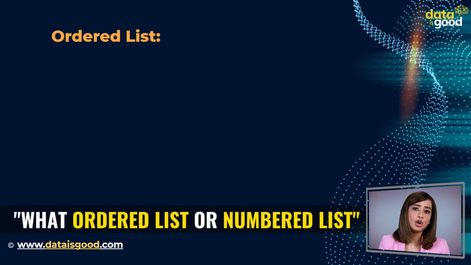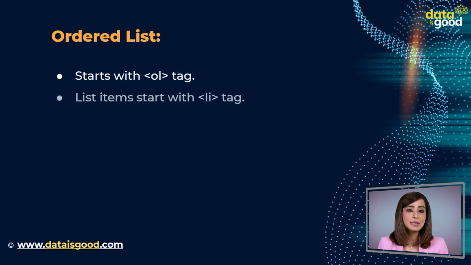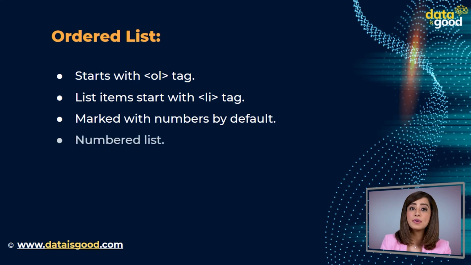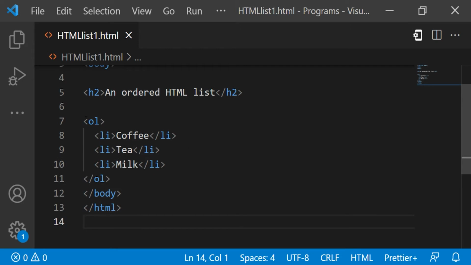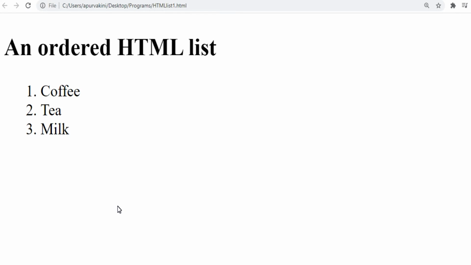Now let's see what an ordered list or numbered list is. The ordered list starts with the ol tag. The list items start with the li tag. The list items are marked with numbers by default. It is also known as a numbered list. Here's an example of an ordered list. Here we are creating an ordered list of beverages. Now let's see the output. Great. This is the ordered list. It automatically sets the numbers to the list items.